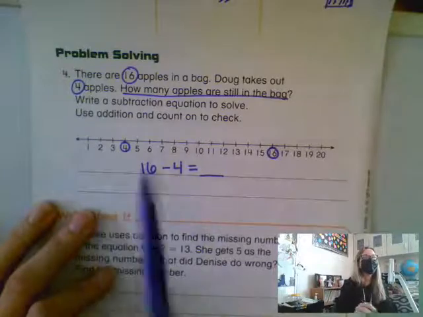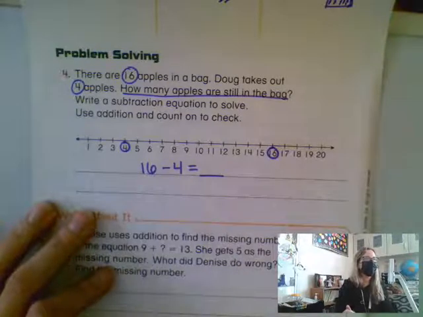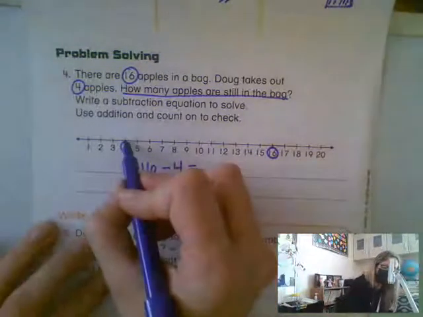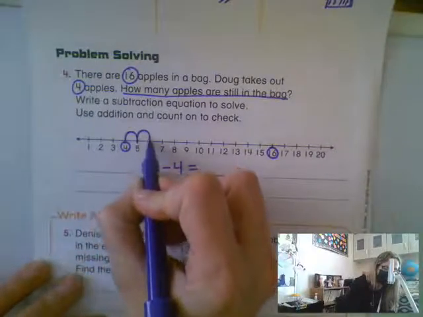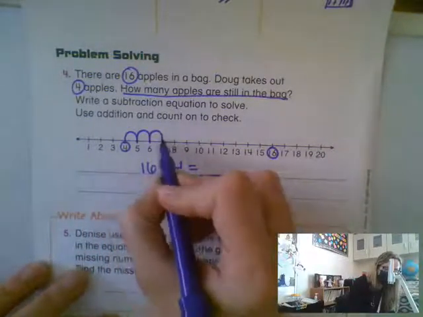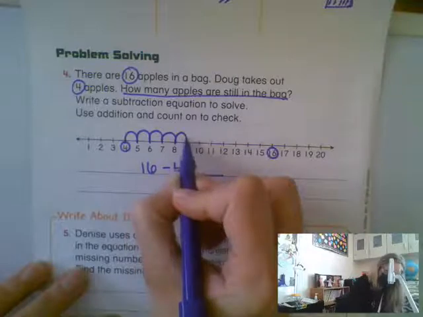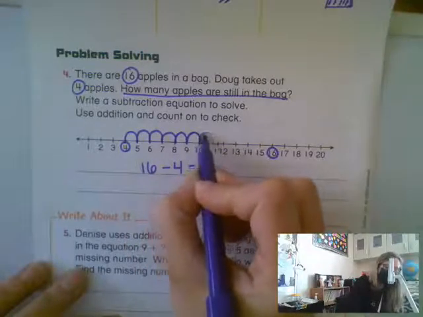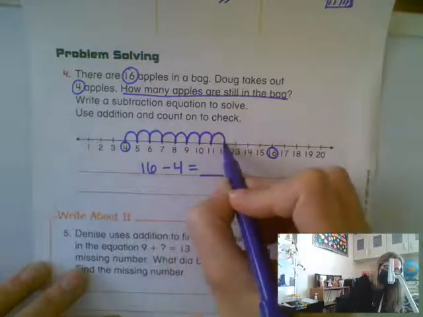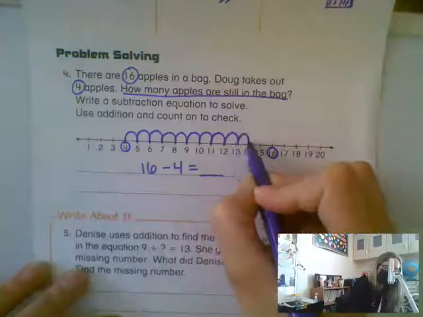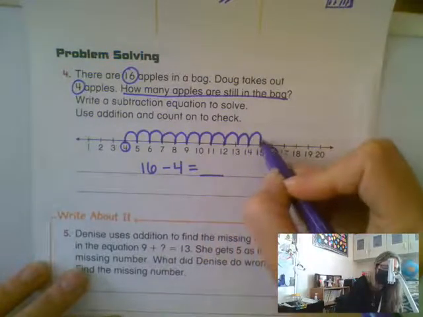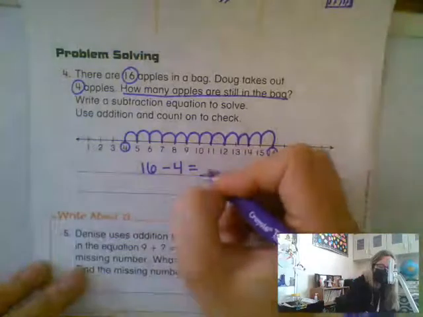We can count our jumps to tell us the missing number. So Johnny, count with me. 1, 2, louder. 4, 5, 6, 7, 8, 9, 10, 11, 12. So what's our missing number, friends?